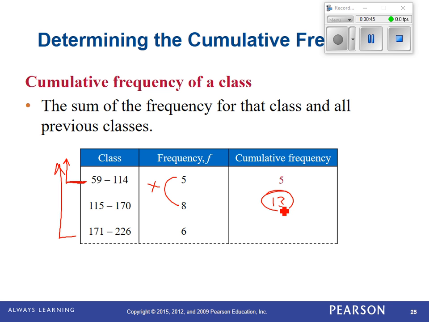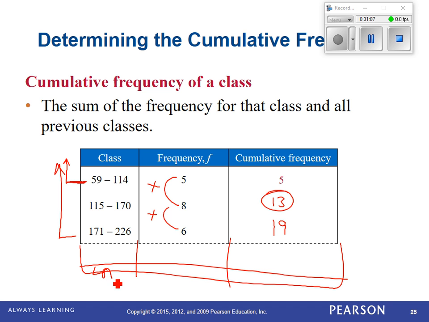For the cumulative frequency, the first one will be the same as whatever that class is. And then as we go down, you're just adding on the next one. So from here, we add on that 6 and we get 19. And then say we get all the way down to the very last one.